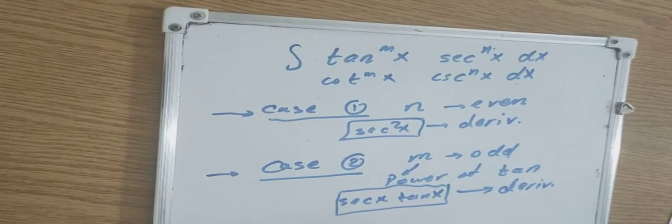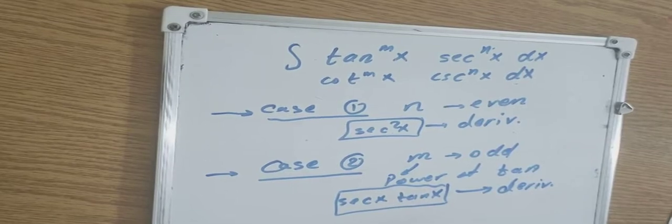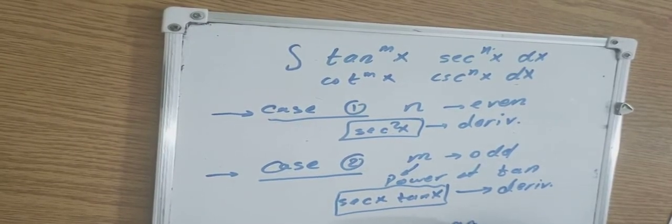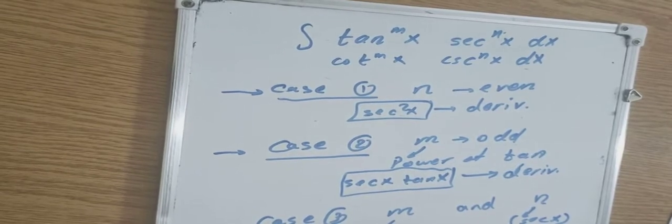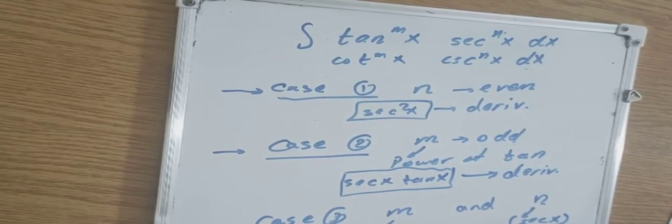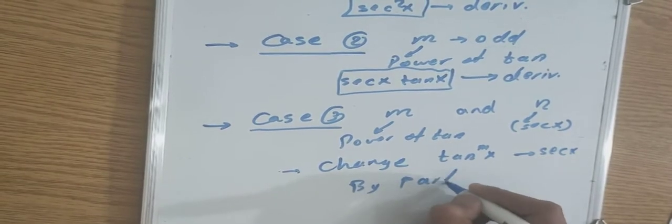Case number 3, if the power of tan is even and the power of sec is odd, so we change the tan to the power of sec and then use integration by parts. We change to sec and then use integration by parts. That is the 3 cases we can see when we have a product or integration of tan power times sec power.